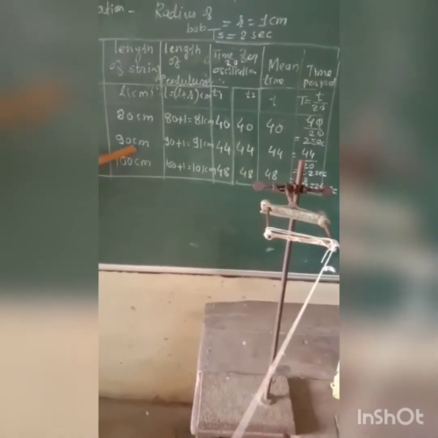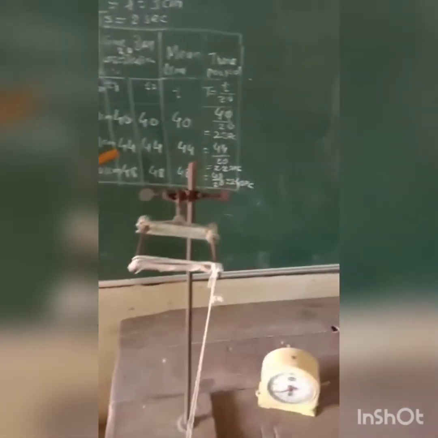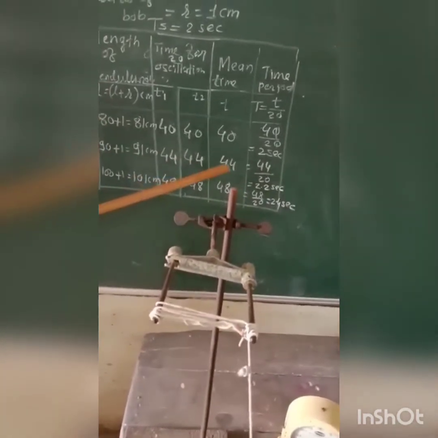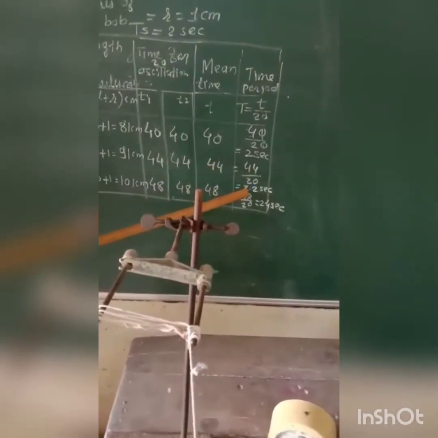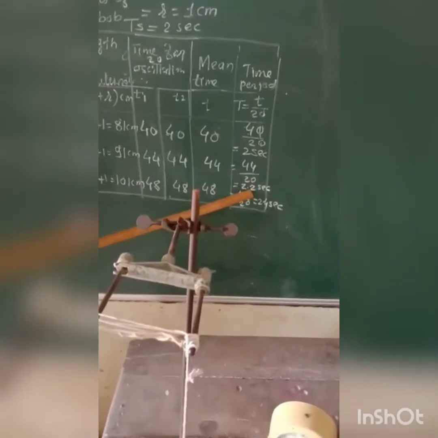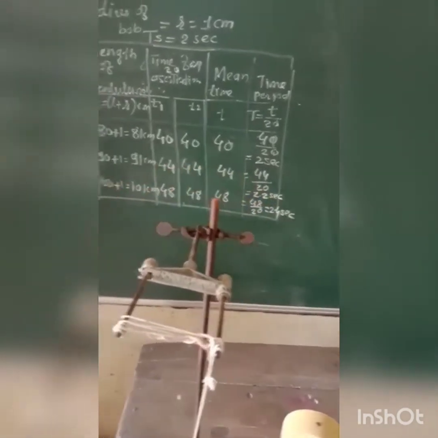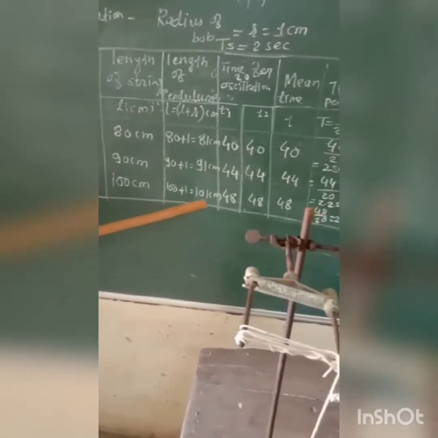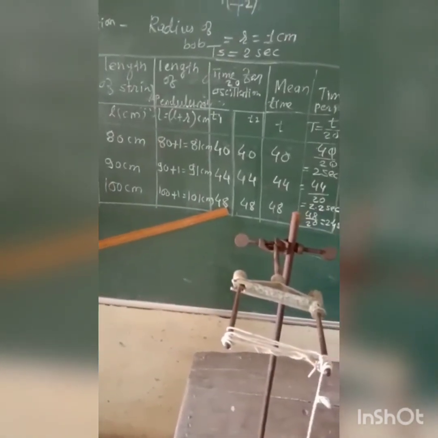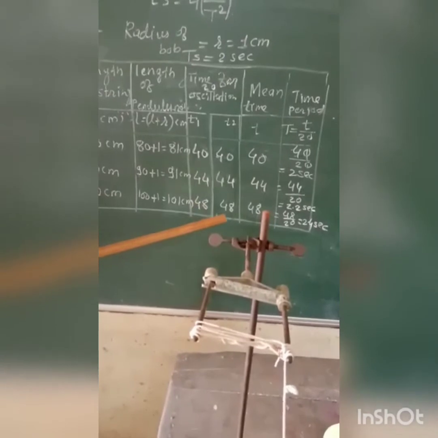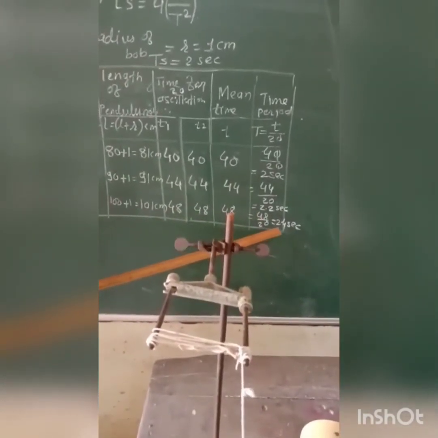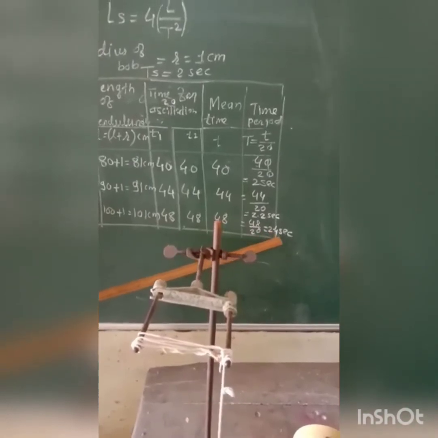We have done this activity and we got the time for 20 oscillations as 44 and 44. That's why we got here a time period of 44 divided by 20, which is 2.2 seconds. Again, if we keep the length at 100 centimeter and measure the time for 20 oscillations, we got 48 seconds and 48 seconds. If you put this value, we got the time period of 2.4 seconds.